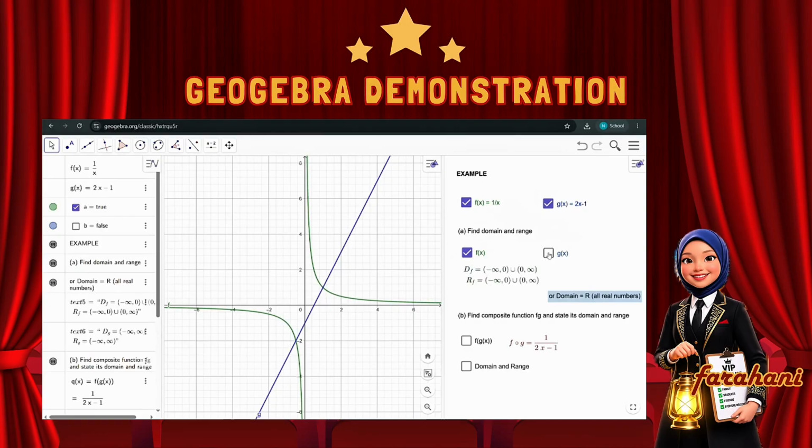Next, for g(x) equals 2x minus 1, this is a linear function. There is no restriction on the value of x, so the domain and range is all real numbers, or can be written as open round bracket negative infinity to infinity.